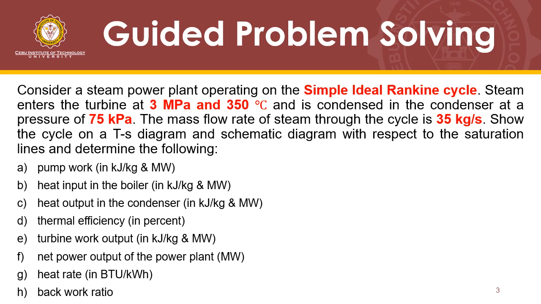Also, we are given the pressure at the condenser, or the condensing pressure, which is 75 kilopascal. And finally, we are given the mass flow rate of the steam through the cycle, which is 35 kilograms per second. Since there's only one loop in the cycle, the mass flow rate through all the components is the same. It is 35 kilograms per second.